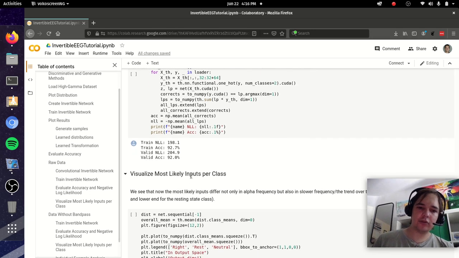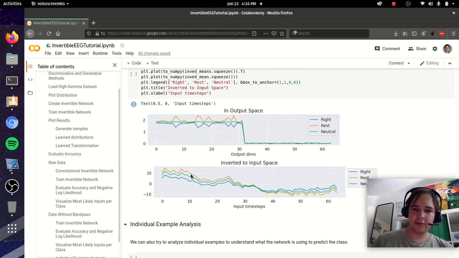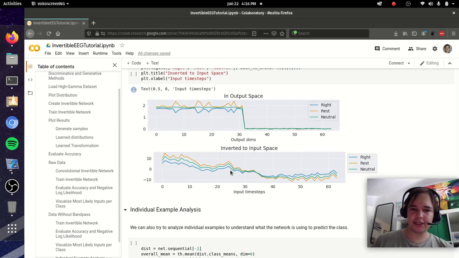Now we can again visualize these most likely inputs for each class, and you see something a bit different. In the output space it looks very similar, but in the input space you can see that you still have these higher amplitudes for the resting state when you compare the orange to the blue line. But at the same time you also see that the very low frequencies play some role, because over these 2 seconds, at 32 Hertz, the most likely resting state signal starts much higher and ends much lower compared to the right-hand signal.